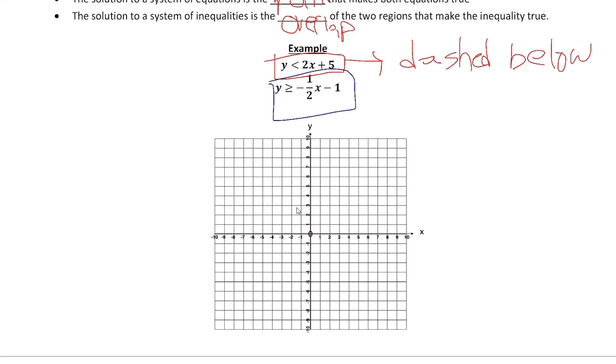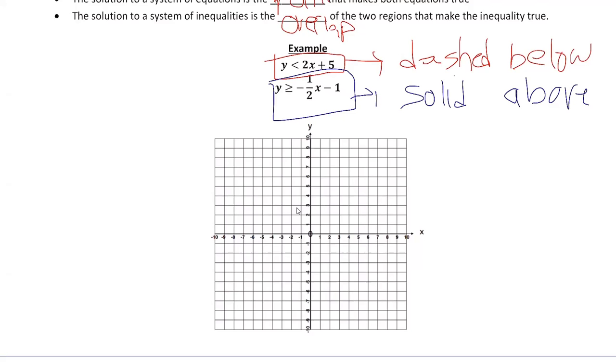For the second one, I'll do it in blue. Since it's greater than or equal to, it's going to be a solid line. And since it's greater than, we're going to shade above. You don't need to write those out for every question. Obviously I'm writing them out in the notes here, but you definitely at least want to ask yourself those two questions as you go through the graphing process.